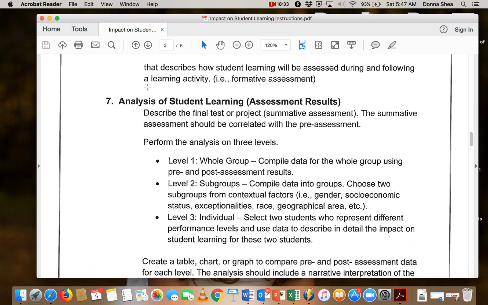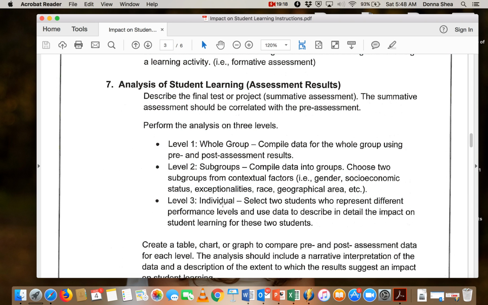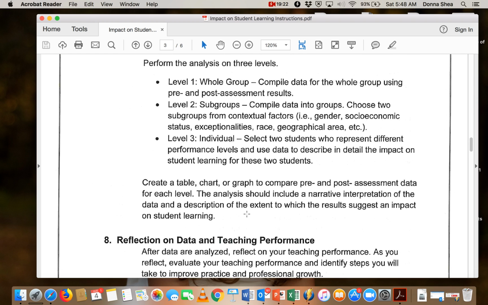So you're going to be required to look at 3 different levels in your analysis. You're going to look at whole group. How did the group do using the pre and post-assessment results? Then you're going to tease down into subgroups, and you get to choose those. You might say, how did the boys do as opposed to the girls? Or how did those whose parents pay for their lunch do as opposed to those who receive free lunch? Or maybe how did my students who are gifted or who have learning disabilities do compared to those students who do not have exceptionalities? And then you'll look at 2 individual students and use those data.